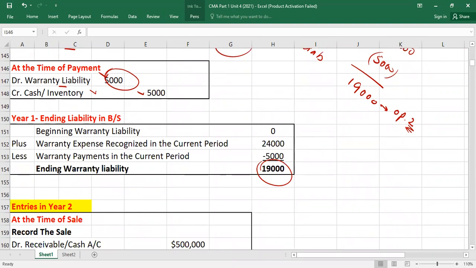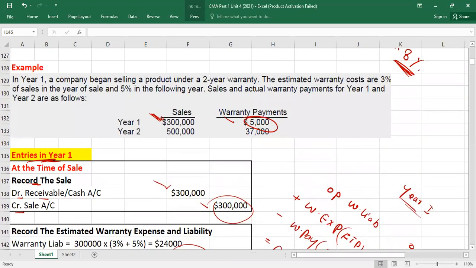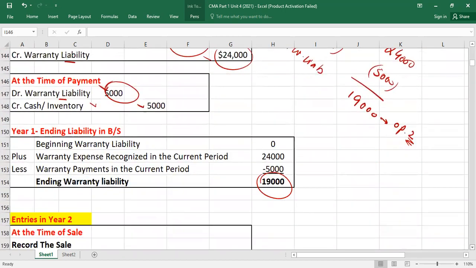Again, you will follow the same process. In year 2, what is the sale from the question? Check. 500,000. So you will pass. And what are the payments? 37,000. And what is the expense again? 8%. Because year 2 sale also you have to multiply with 8%. So remember this data and pass the entries.